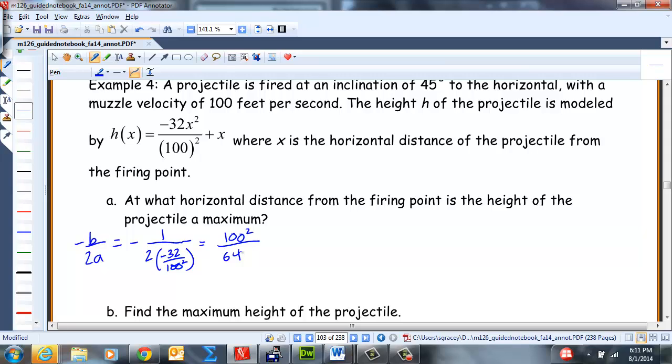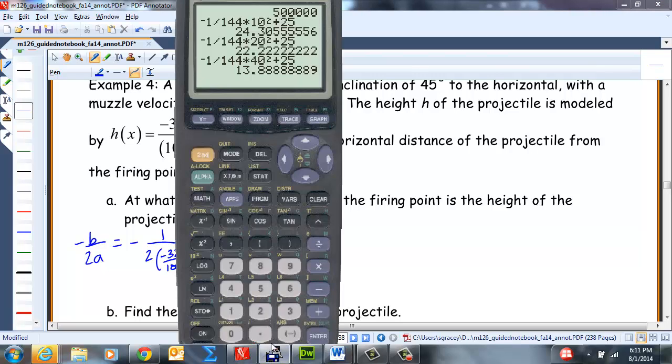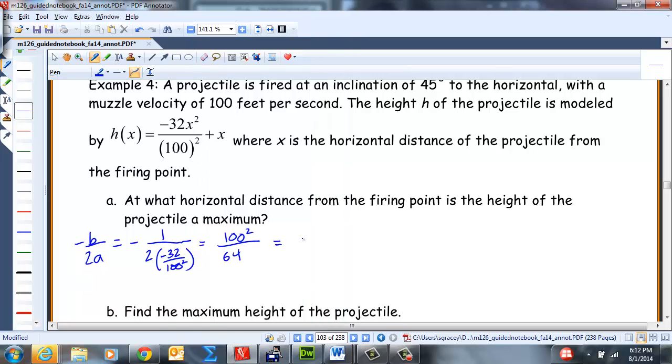And let's see what that is. 100 squared divided by 64 is 156.25. So that's exactly 156.25 feet. That horizontal distance yields the maximum height of the projectile.